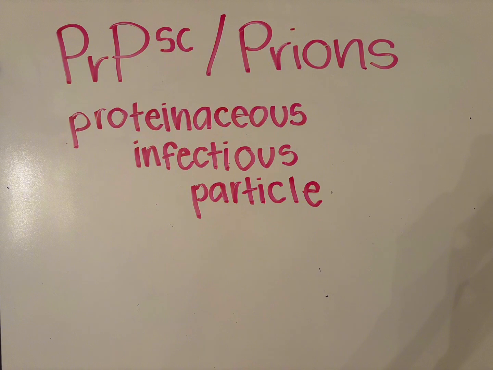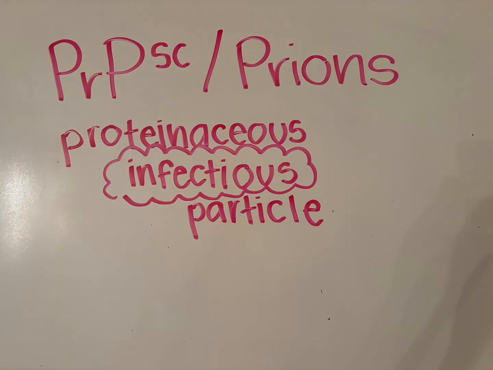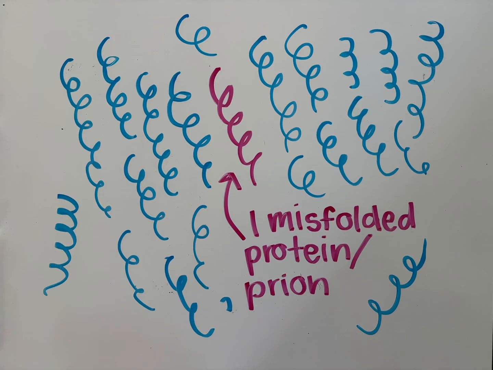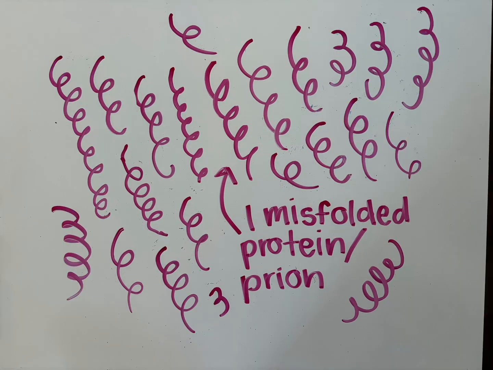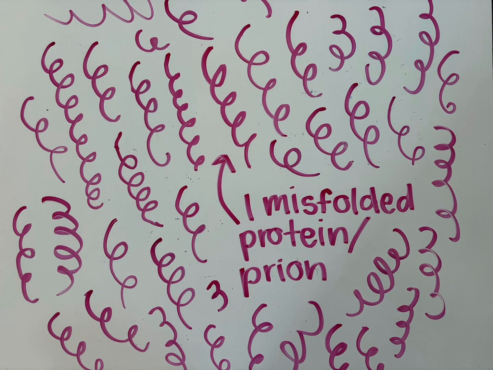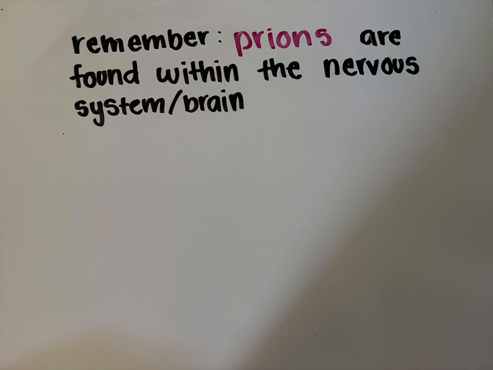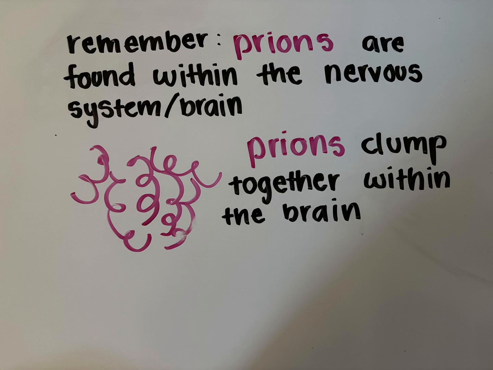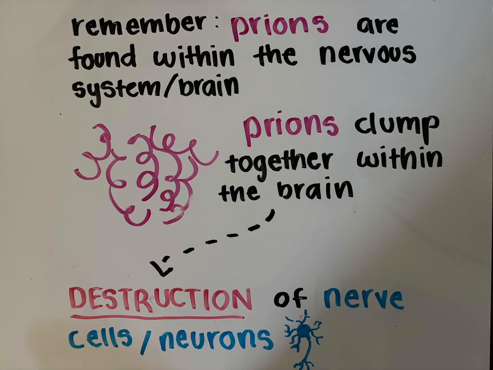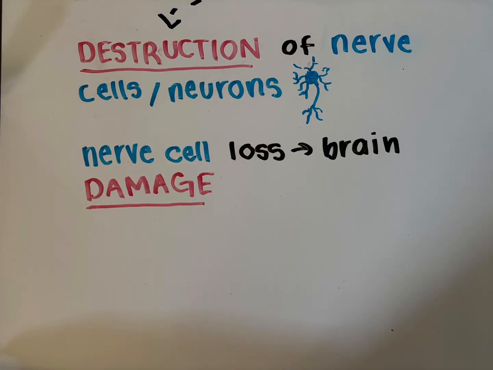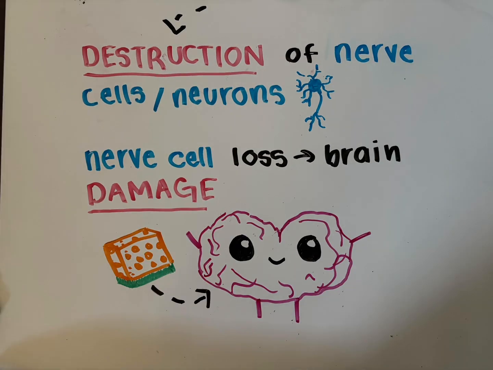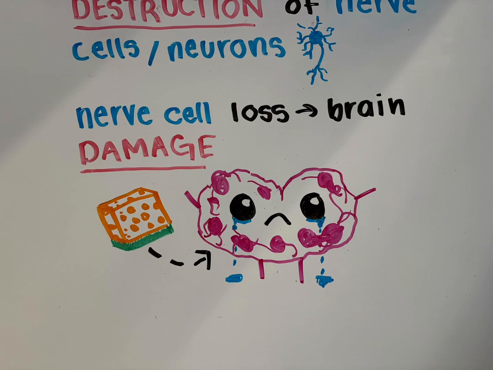Prion stands for proteinaceous infectious particle. Now pay attention to the infectious part. One prion in a sea of correctly folded proteins causes all the other proteins around it to misfold. Even new proteins made will also be misfolded. Remember what we talked about earlier. Prions are found within the nervous system/brain. They clump together within the brain, which leads to the destruction of nerve cells/neurons. Nerve cell loss causes brain damage, which appears as spongy holes within the brain.